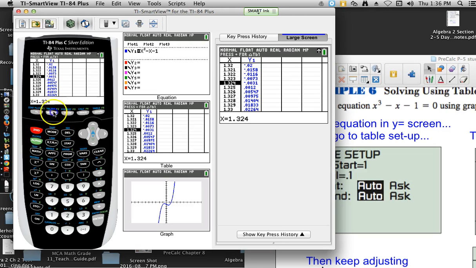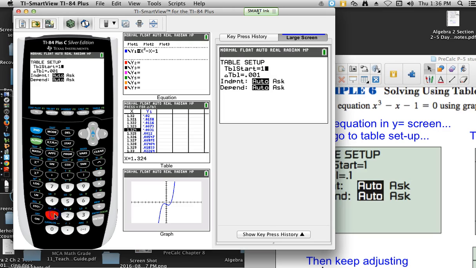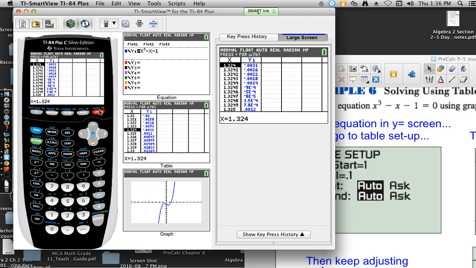So second table set, 1.324, but we need one more decimal place. We need that 10,000ths place. And you'll notice scientific notation comes up. That's perfectly fine. It's just the calculator saying it doesn't want to store all that for us. So now we come down here and we see 1.3247 is negative. 1.3248 is positive. And if we round to 3 decimal places, that will be 1.325.